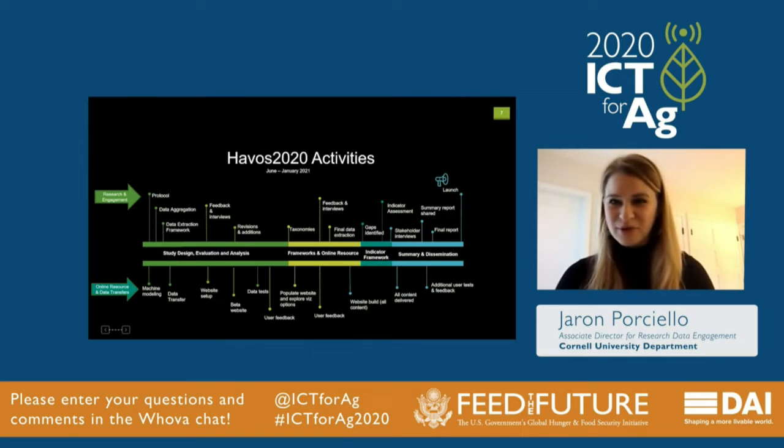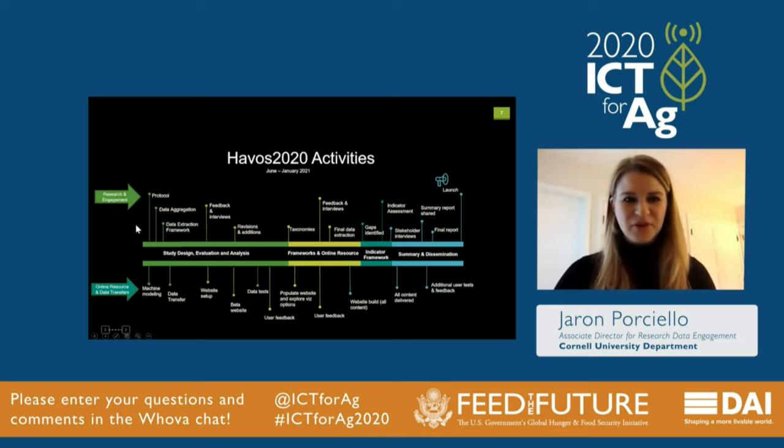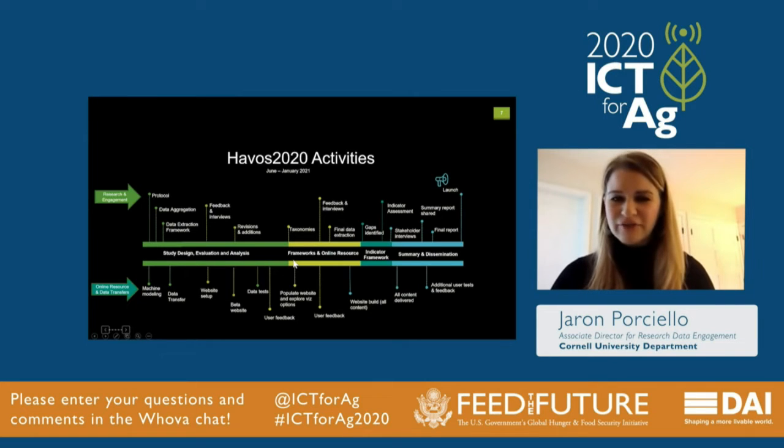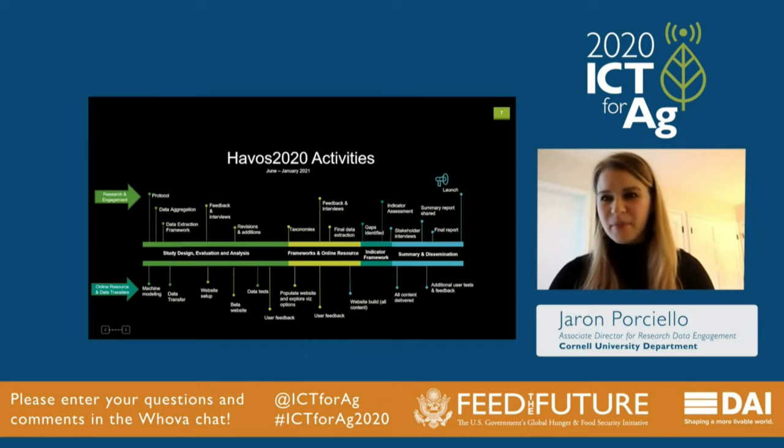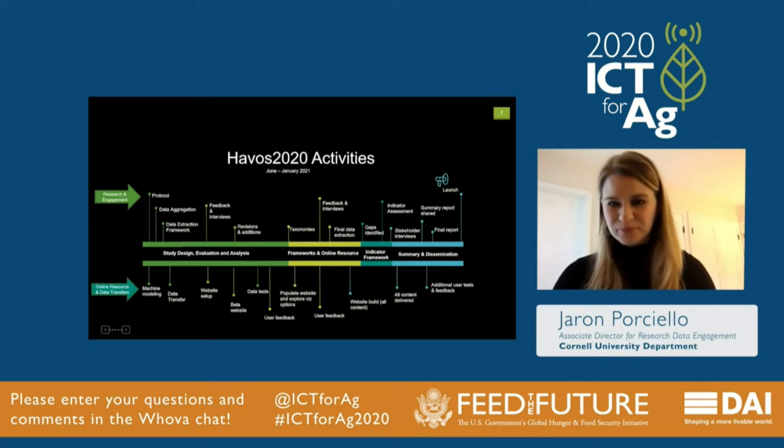And so I just want to give you a quick sense of some of the activities that we have going on as part of this study. So here is basically, we're right here within the study design, evaluation, and analysis, and getting ready to develop an online resource and frameworks. Later on, we'll be working through an indicator framework that's designed to help think through what agencies are already looking at, and what we know about what's being measured in the space of digitally enabled agriculture. Finally, we'll bring all of this together through summary and discussion through a variety of different online tools, as well as an online summary report.